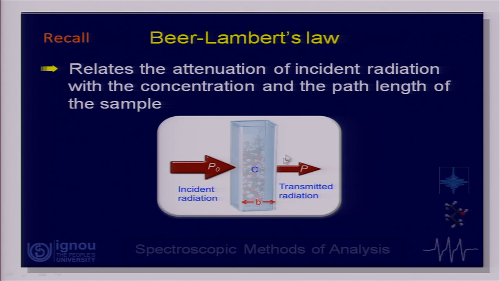Suppose I have a cuvette, a container, which contains the absorbing species at a concentration C, and this container has a thickness of b. Now, if I pass radiation of intensity P naught through this container, what comes out is P. So how much decrease has happened, and how is that decrease related to the concentration and the thickness of the medium? That is basically the Beer-Lambert law.